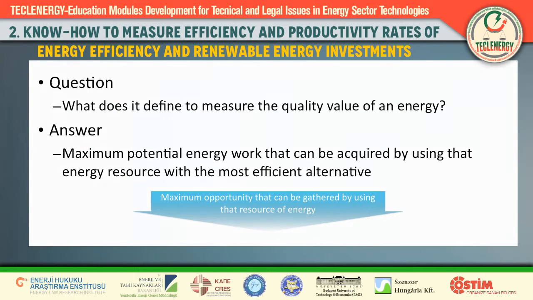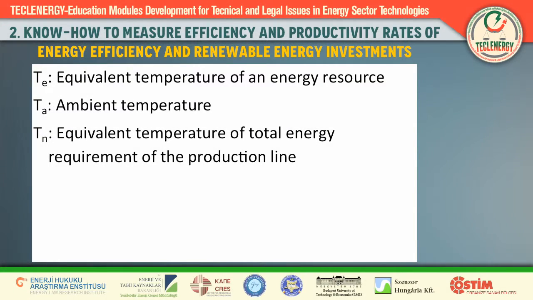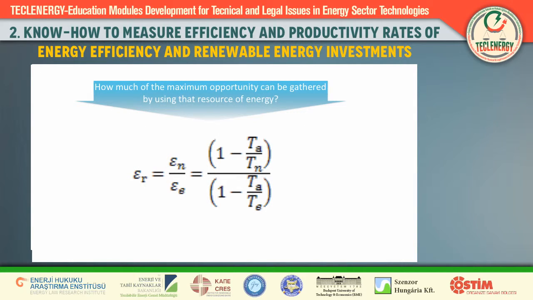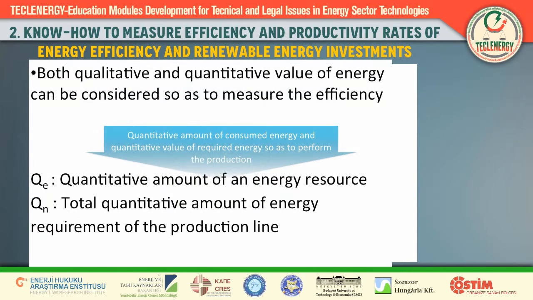The exergy value of any energy resource item is the exact potential gain that can be acquired by the power of efficiency investments. Here is a list of parameters to calculate energy efficiency as a ratio between used energy resource and energy requirement in terms of exergy. The ratio between the energy resource's exergy value and the production line's exergy requirement value would give how much of the energy work potential of any resource could be utilized in production. Any investment that can be set as efficient must be capable of increasing that value.